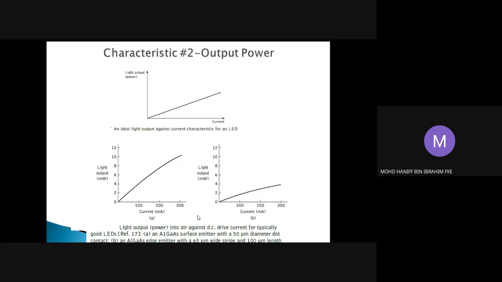I mentioned before that the light output power and the current have a linear relationship. So for the ideal LED, the light output and the current are linear, and this is the actual case, which is also normally linear. For example, here A is the gallium arsenide surface emitter LED, whereas this is for the aluminum gallium arsenide edge emitter. So we can see that for the LED, the relationship between the output power and the current is linear most of the time.